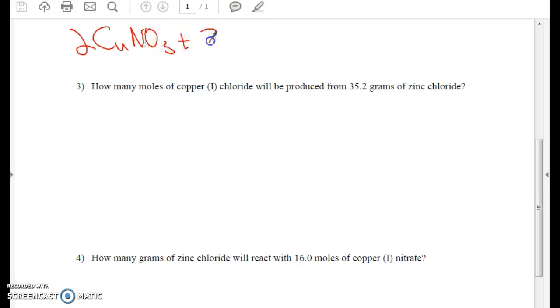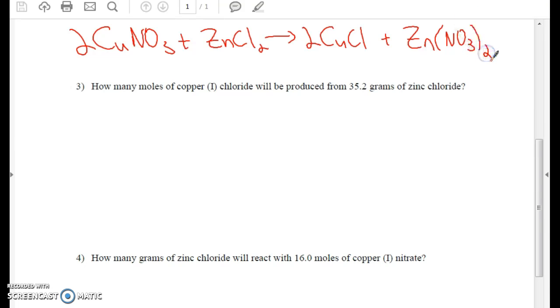And it was zinc chloride. It goes to 2 CuCl and zinc nitrate, and I have it balanced. So now in this one, I'm starting off with 35.2 grams of zinc chloride.